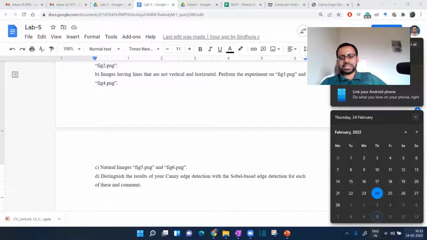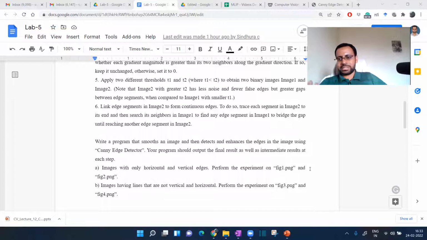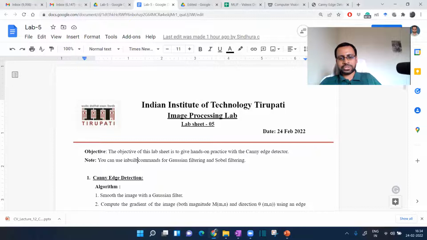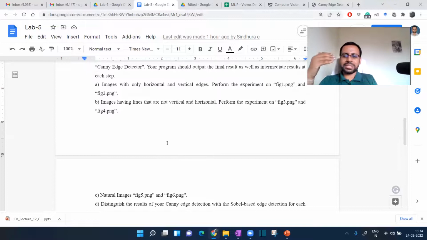Again, maybe this will take 4 or 5 hours of time. And now you don't need to use your own Sobel edge detection and Gaussian filtering. Just use the inbuilt ones. Don't use the built-in Canny. I'll ask you to add something in one of them where there is a Canny command also. You just compare your result with the Canny edge detector to see how good it compares. That's all you will do.